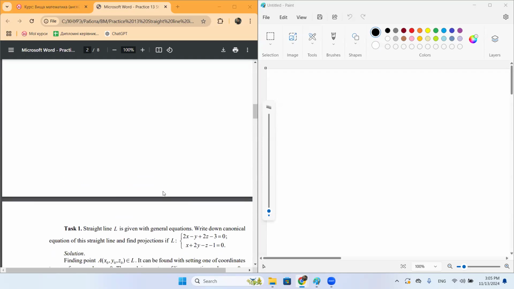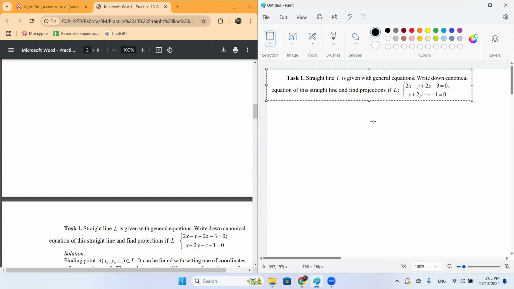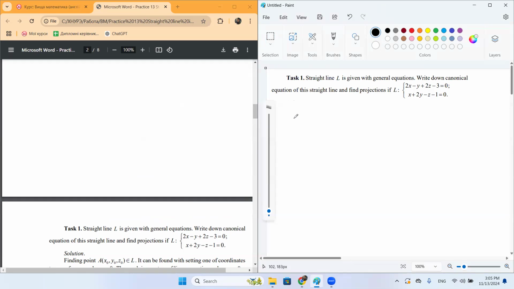Okay, so first of all, we need to reduce the general equation of the straight line to the canonical form. So how to do it? Do you remember or not? If not, I will remind you. We need to solve this system of equations, but first of all, we need to set one of the coordinates as 0. So let's assign x equal to 0.